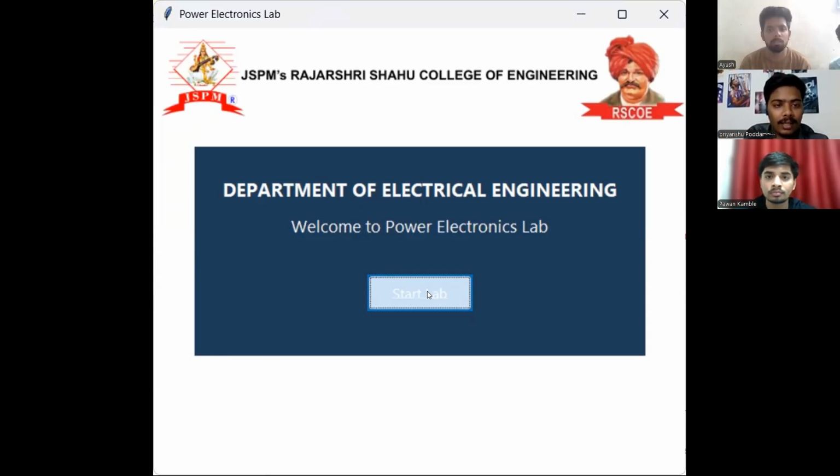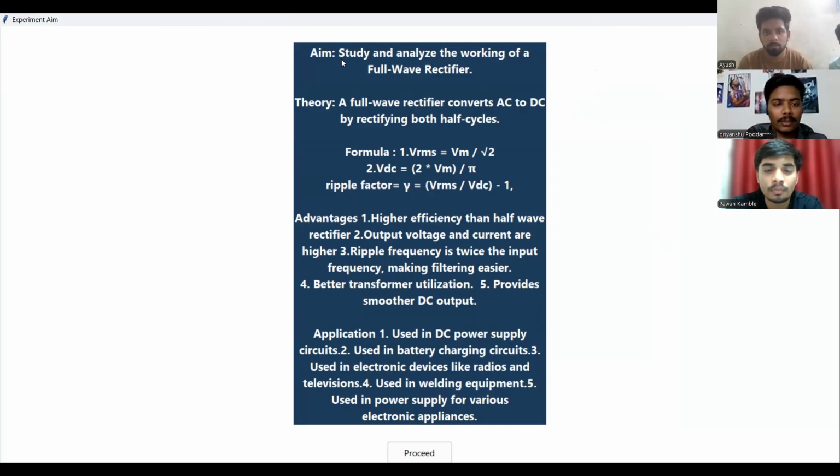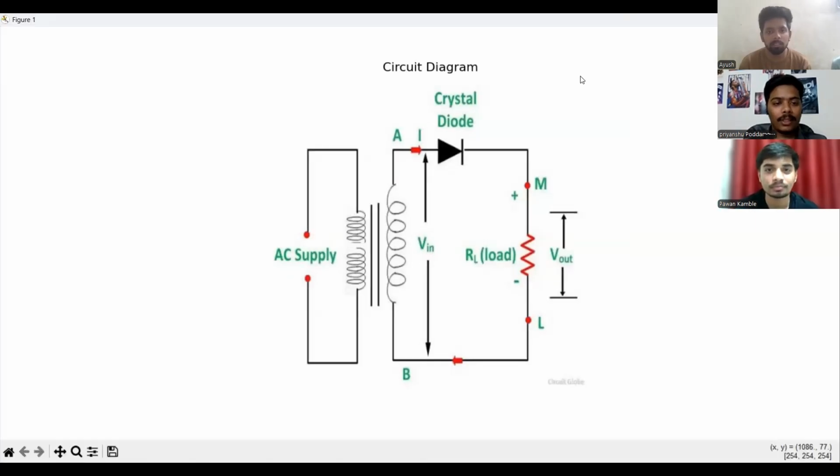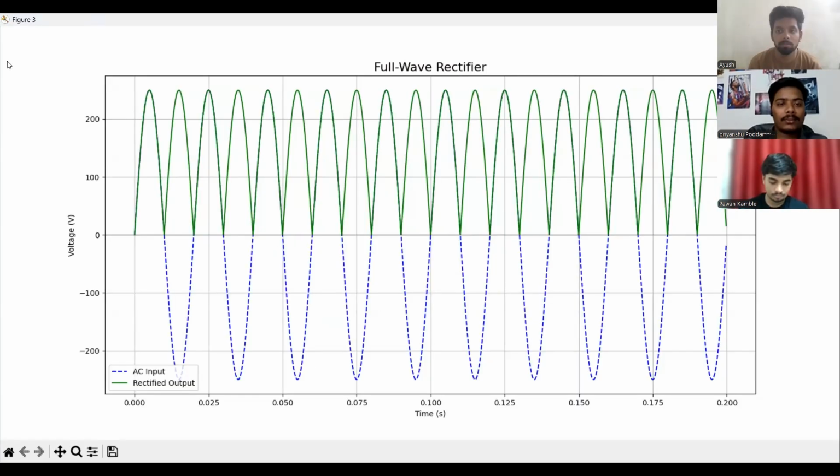Here we can see that our first slide is of the Department of Electrical Engineering. Then we start a tab. The aim comes first, where the aim is given, then the theory, then the advantages and disadvantages of the particular aim. Next slide. These are the circuit diagrams of the particular aim. For example, we have seen here the waveform of the full wave rectifier.